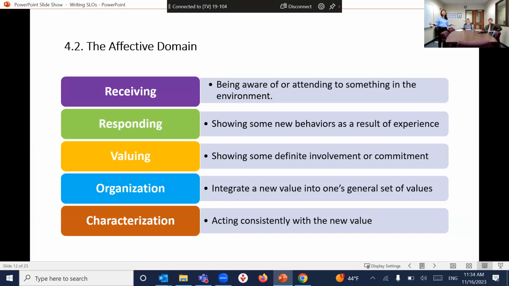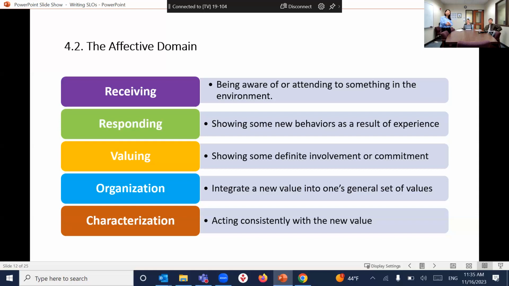Valuing is about sharing the information. So during the group discussion, if the learners are sharing their ideas, their conceptual thinking about the concept, then that could be considered as valuing.